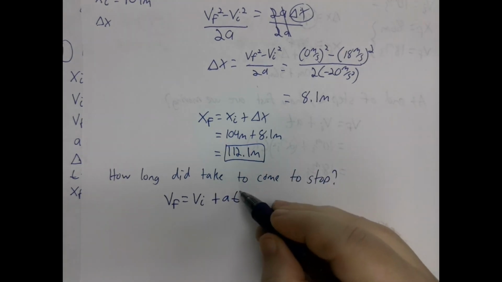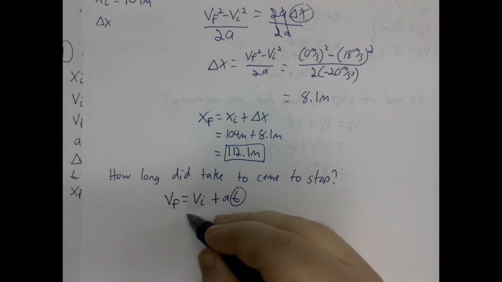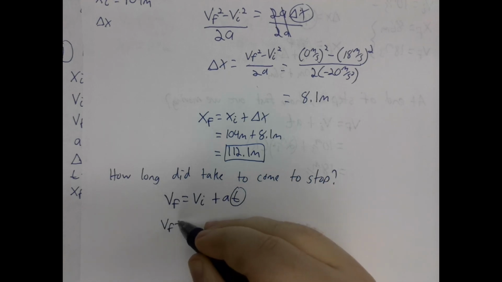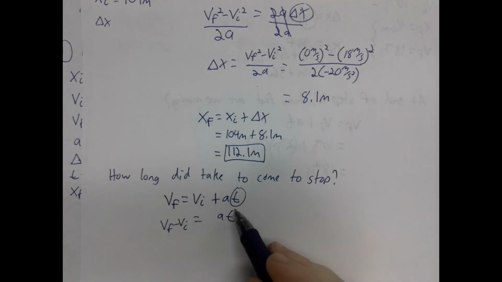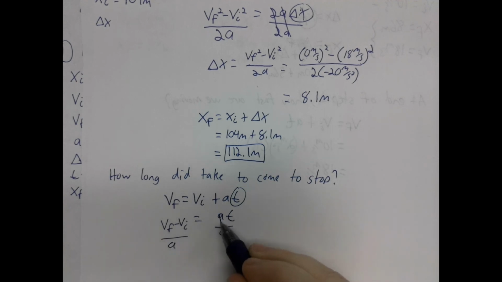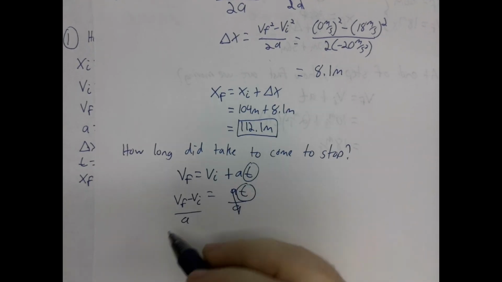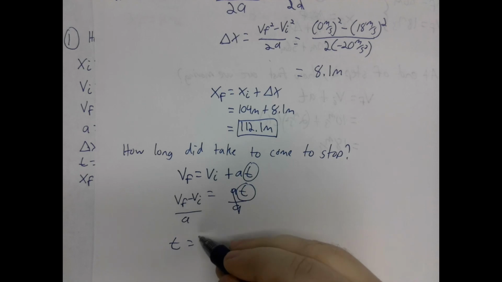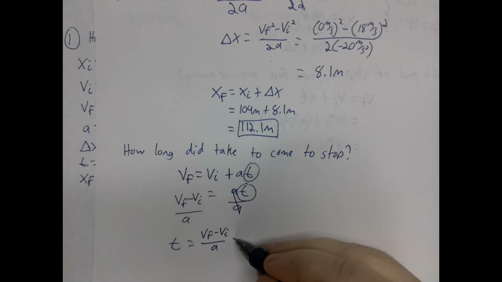We're solving for T, so we subtract VI from both sides. VF minus VI is equal to A times T. Still solving for T, so we divide both sides by A. A cancels out, so we're left with T equal to VF minus VI divided by A.